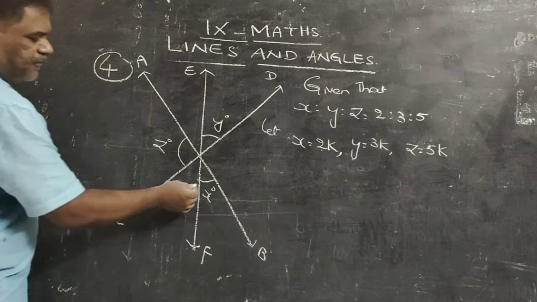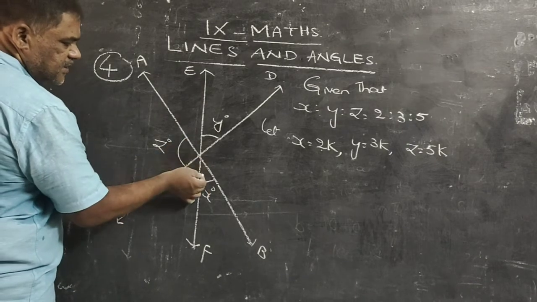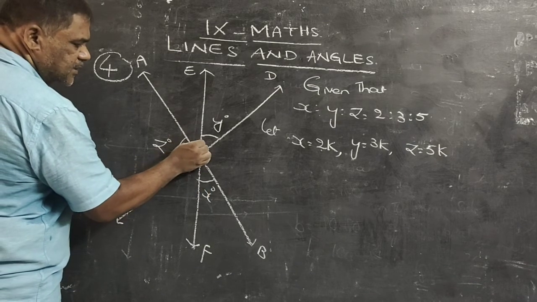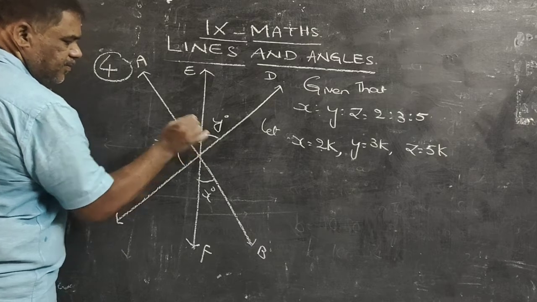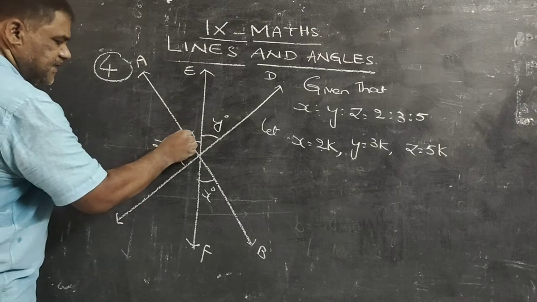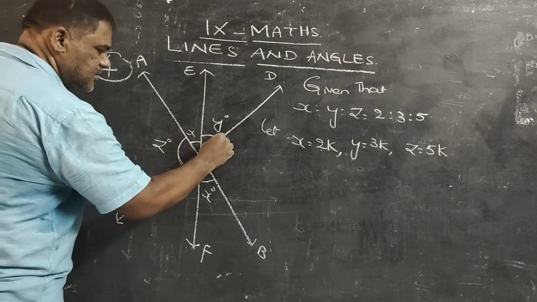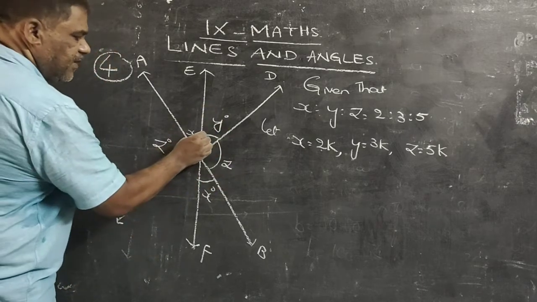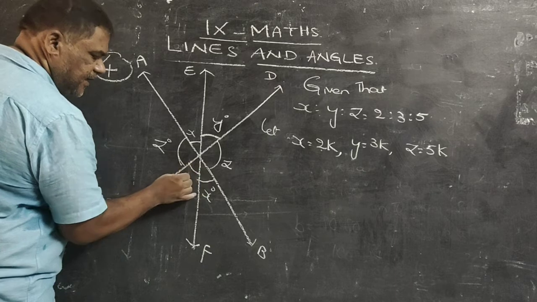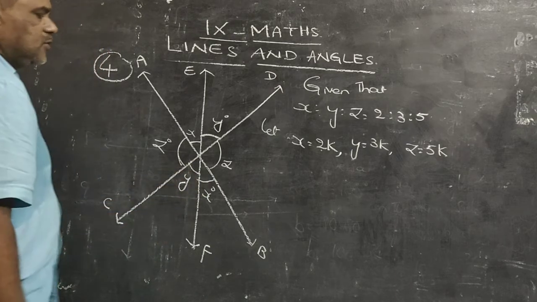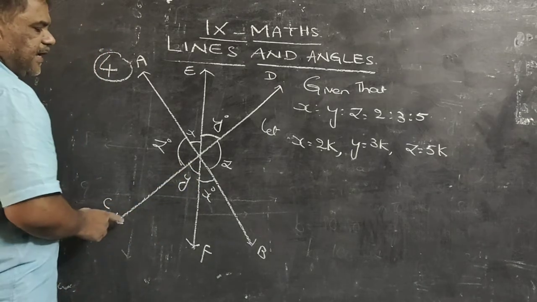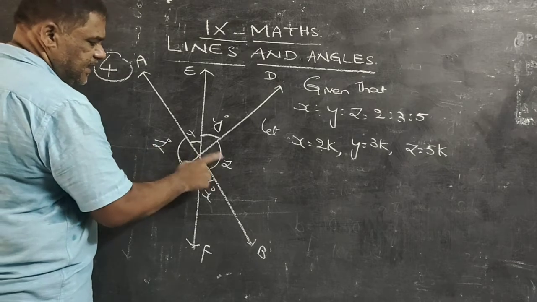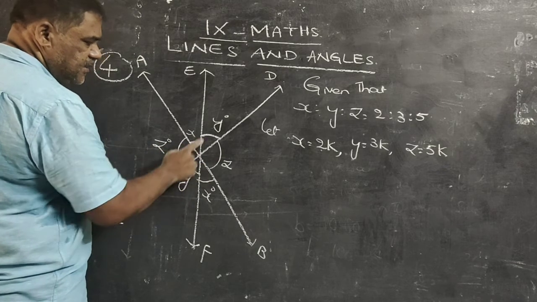Now if it is x, then this is also x because they are called vertically opposite angles. This is also x only. If it is z, then this is also z. They are vertically opposite angles. If it is y, this is also y. They are vertically opposite angles. So vertically opposite angles are equal. If it is z, this is z. x is equal to x, y is equal to y.